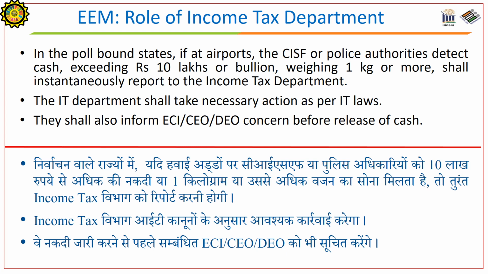In the poll-bound states, if at airports, the CISF or police authorities detect cash exceeding rupees 10 lakhs or bullion weighing 1 kg or more, they shall instantaneously report to the Income Tax Department. The Income Tax Department shall take necessary actions. They shall also inform Commission, CEO, DEO concerned before release of such cash.